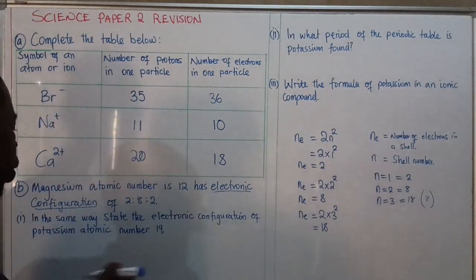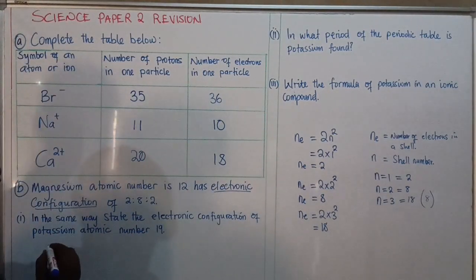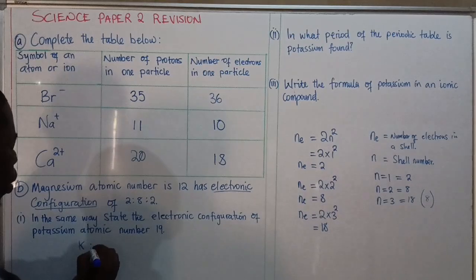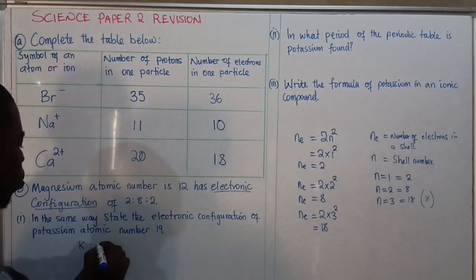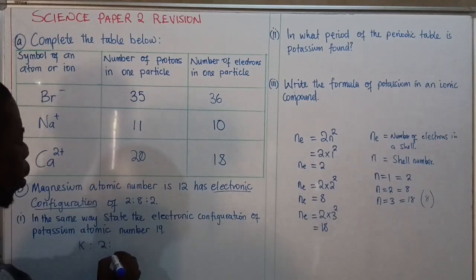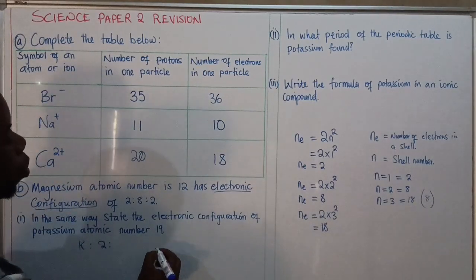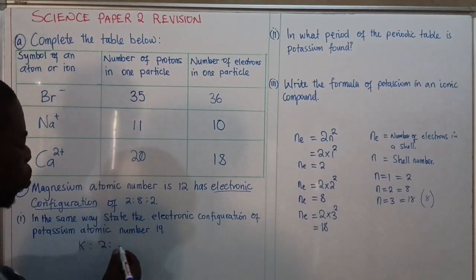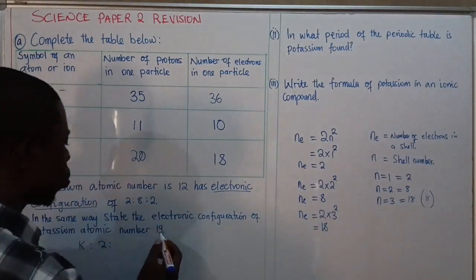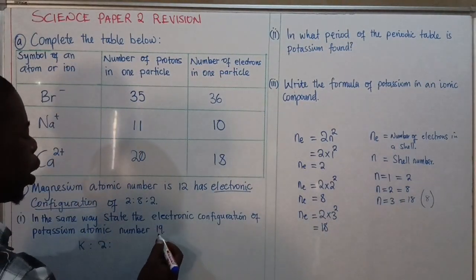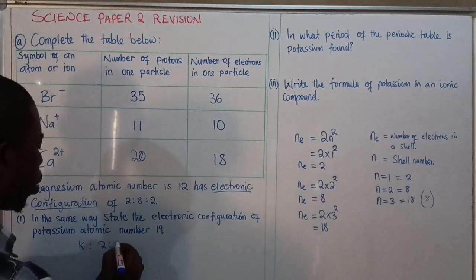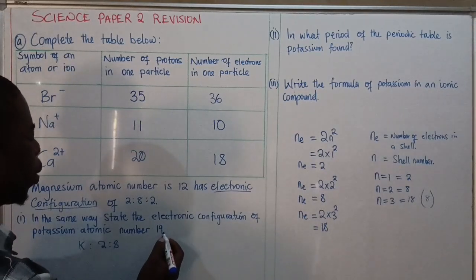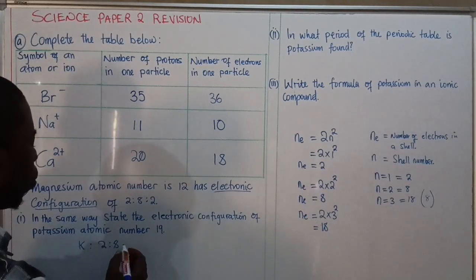So for potassium as well, you have 19. For the electronic configuration of potassium, you are going to say the first shell should have 2. Then from 19, you remove 2. You remain with 17. From 17, you know that the second shell should have 8. So from the 17 you are remaining with, remove 8, put here. Once you remove 8 and put here, you remain with 9.